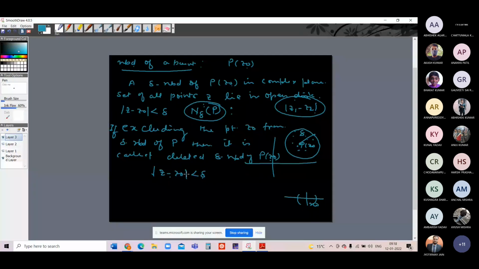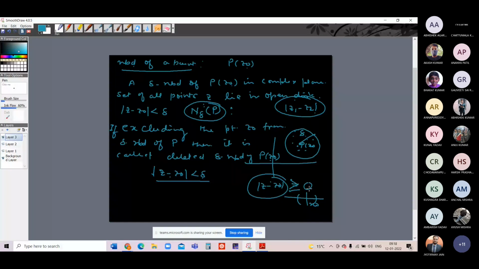अगर हम यहाँ से z naught point हटा देंगे तब इस पे क्या एक रिस्ट्रिक्शन आएगा. अगर ये पॉइंट z naught हम यहाँ से रिमूव कर देते हैं ओपन डिस्क से, देन इस इक्वेशन में क्या चेंज होना चाहिए. You know that modulus is always representing a positive number. It is always greater than or equal to 0. When z is equal to z naught, then its value will be 0.